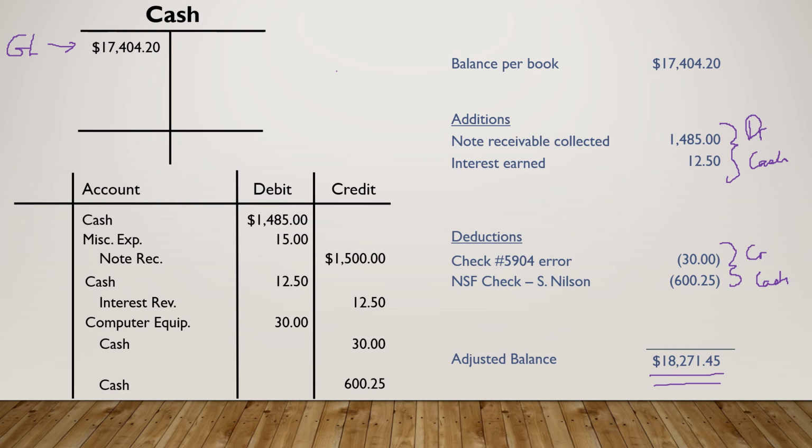As for our insufficient funds check, we'll put that back into AR. We'll then send S. Nilsson a new invoice informing him or her that he or she still owes us that $590.25 amount, plus a $10 fee for paying with a bad check. Post all these items to the cash account, and our new balance is $18,271.45, our true cash balance as indicated by the bank reconciliation.